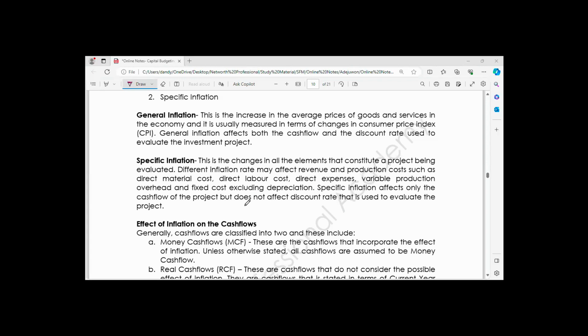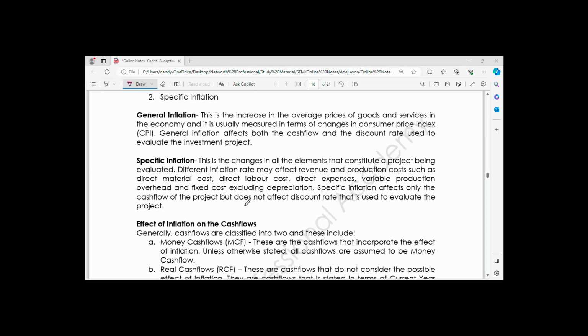Okay? So if, for example, in the question you are told that the selling price in the first year is 1,500 naira per unit, because the examiner has mentioned the first year, it means that that 1,500 is real cash flow.